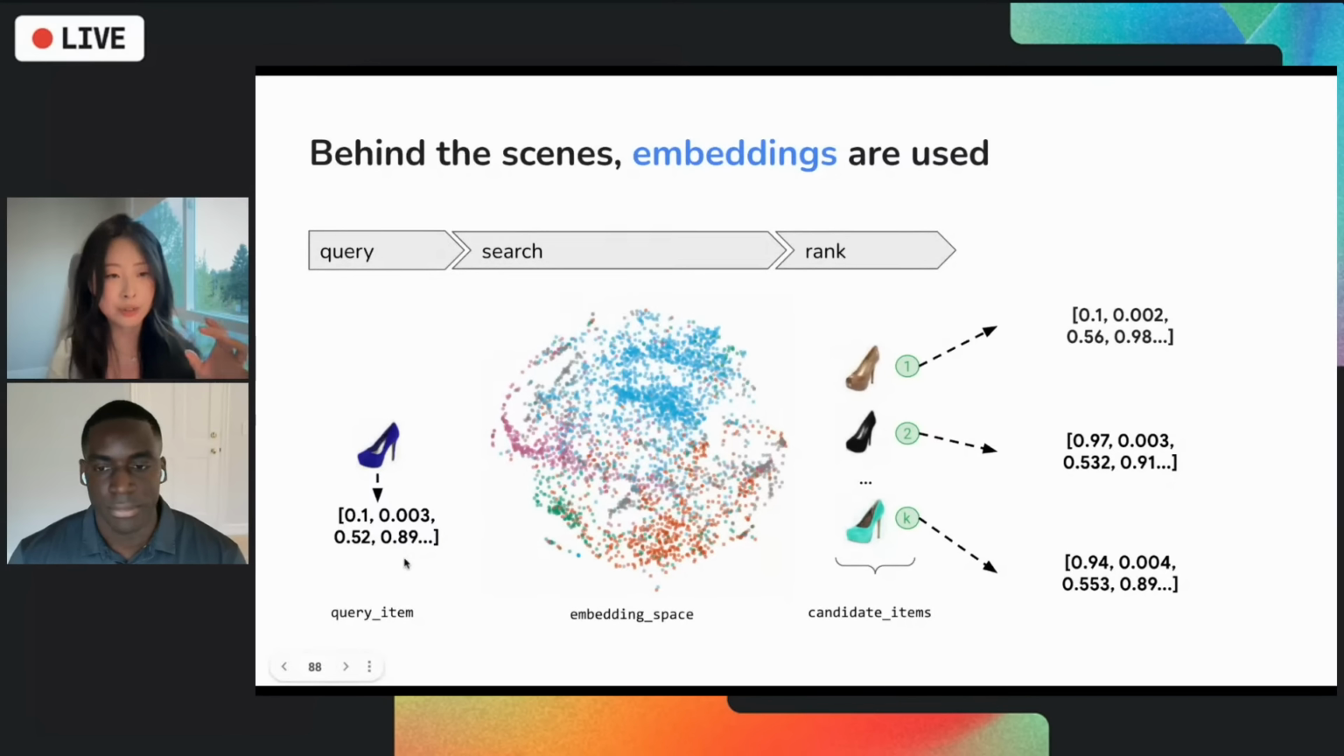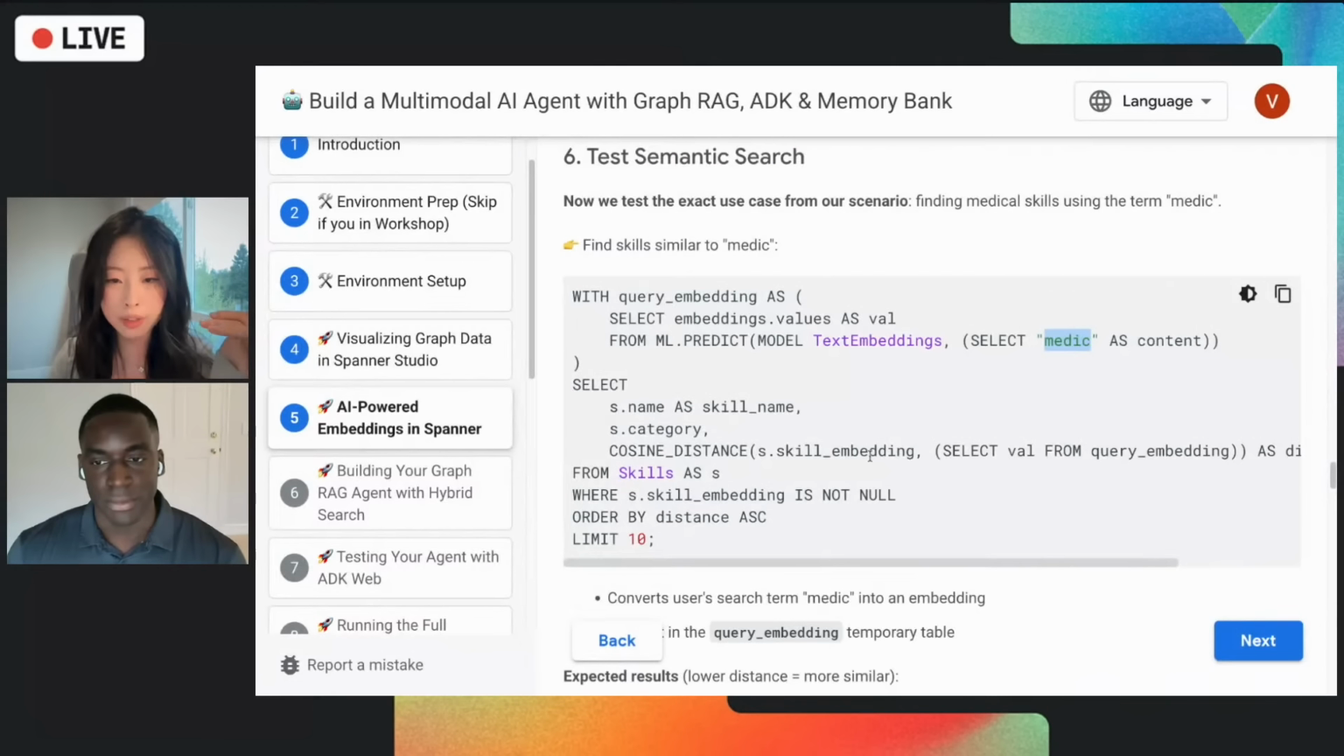Basically the query is that first I want to get the embedding of the medic, and then I want to search in this embedding space and try to find things that are similar to the embedding. But why are we using cosine here to calculate the distance?